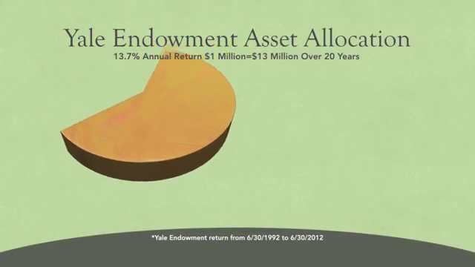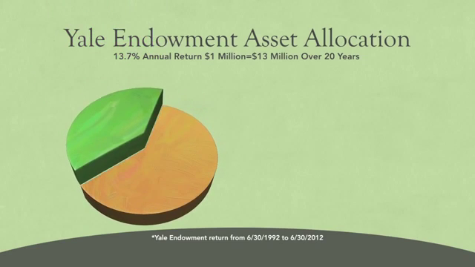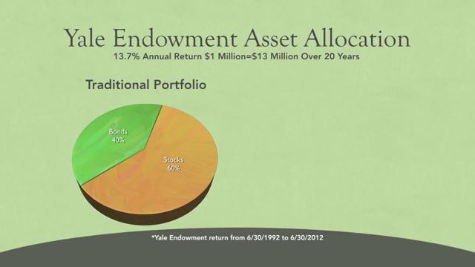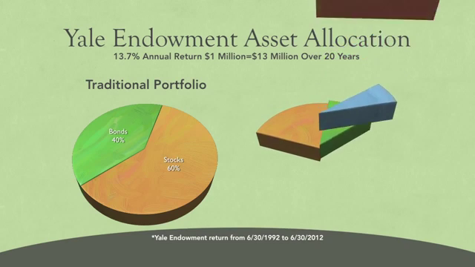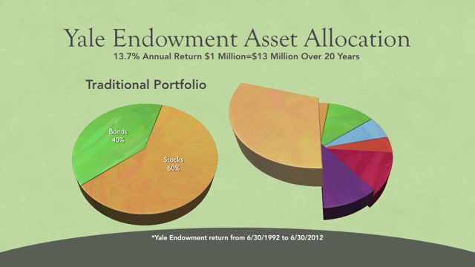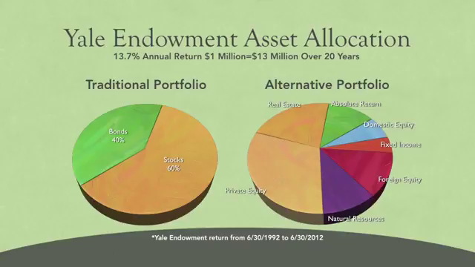We refer to this type of management as the endowment model. The alternative allocation in the endowment model helps create a more diversified portfolio while potentially decreasing risk and increasing returns. This chart shows an example of traditional portfolio allocations versus alternative portfolios.